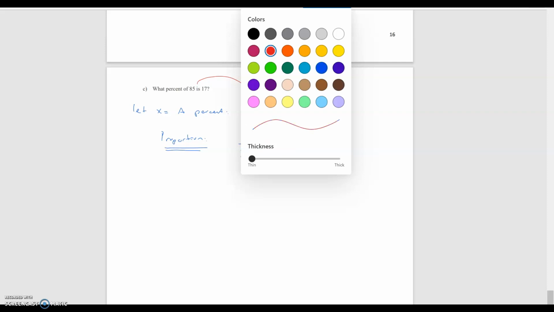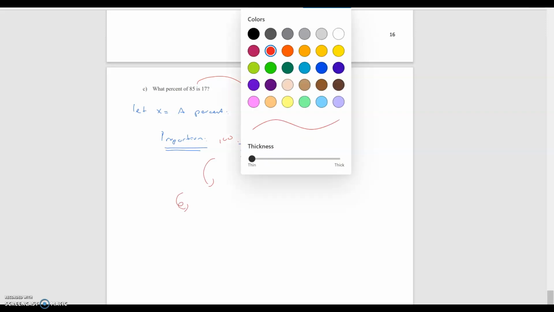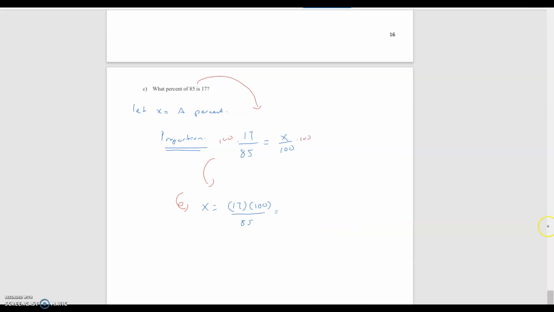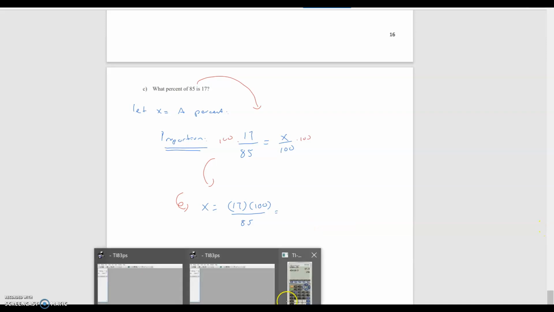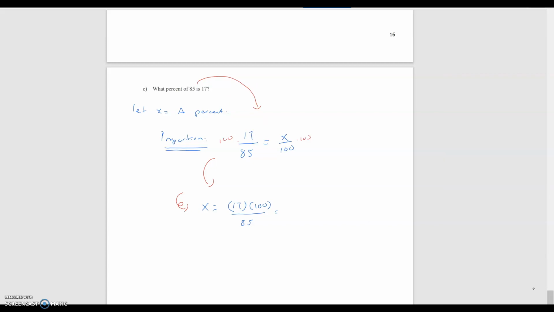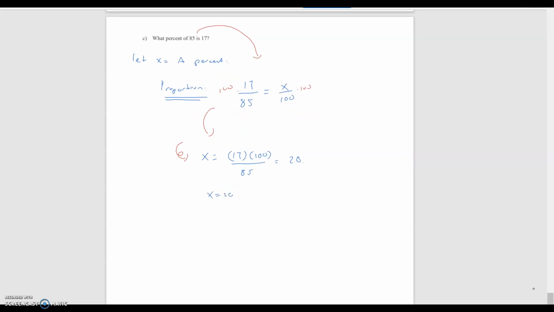And then in this case, all we have to do is multiply by 100, multiply by 100. And let me flip it so that we have the x on the proper side. So x is equal to 17 times 100 divided by 85. And let's evaluate this. So 17 times 100 divided by 85, we're looking at 20. So in this case, x is equal to 20.